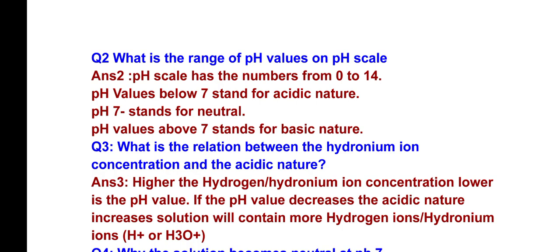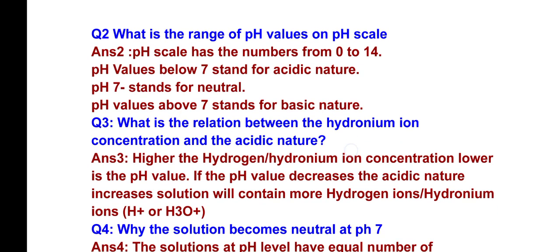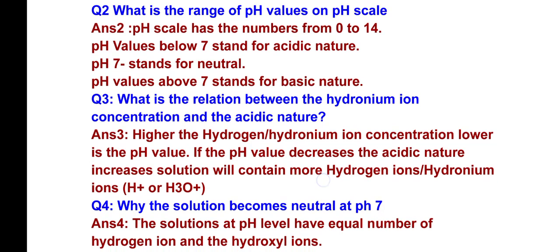What is the range of pH values on the pH scale? The pH scale has numbers from 0 to 14. pH values below 7 stand for acidic. pH 7 stands for neutral. pH values above 7 stand for basic.